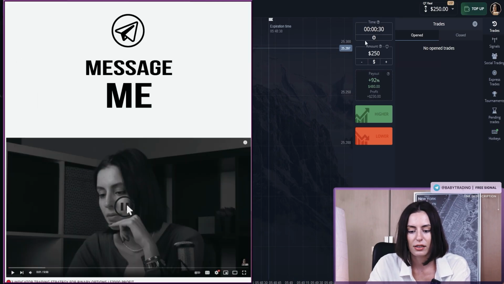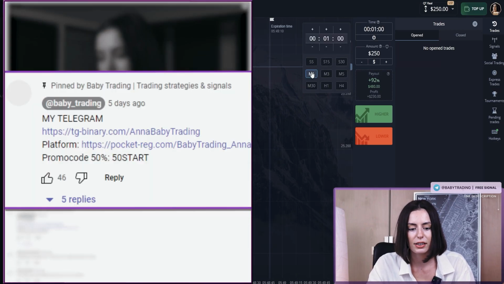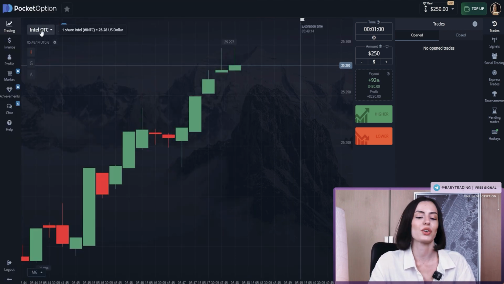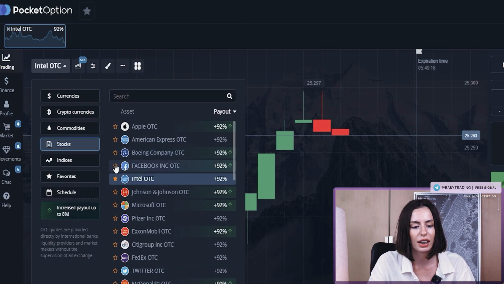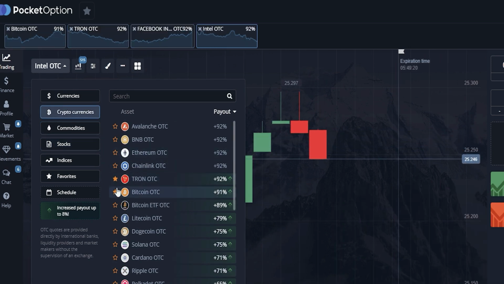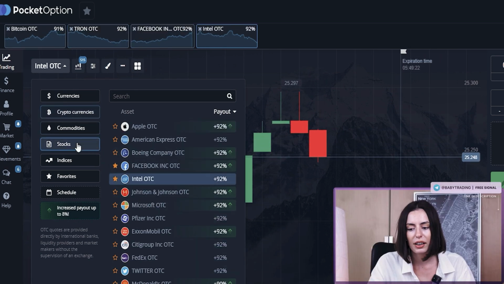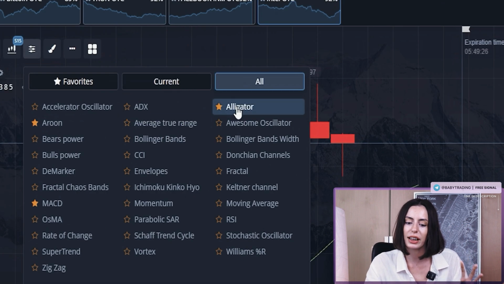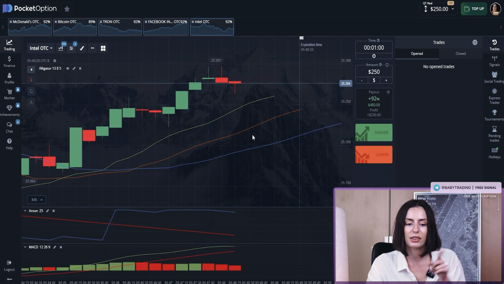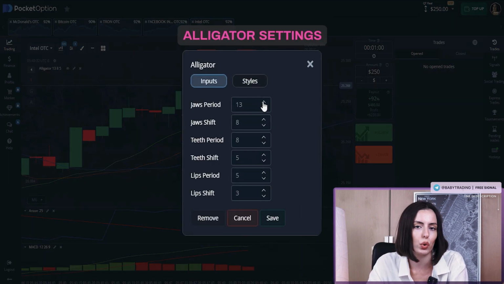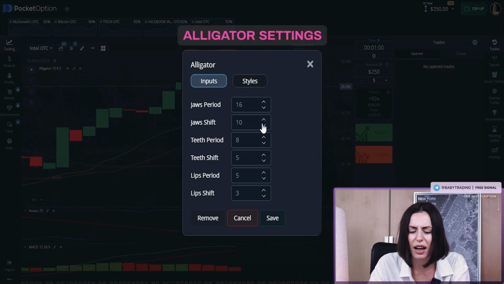Let's get started, and it's going to be, of course, 1 minute, 15 seconds likely, and 250 for a start. We're going with commodities, stocks, anything you want with the biggest payout, just to maximize what we could possibly get from that trade. And that's going to be MACD, Aroon and Alligator. So it's going to be quick, nice, working.